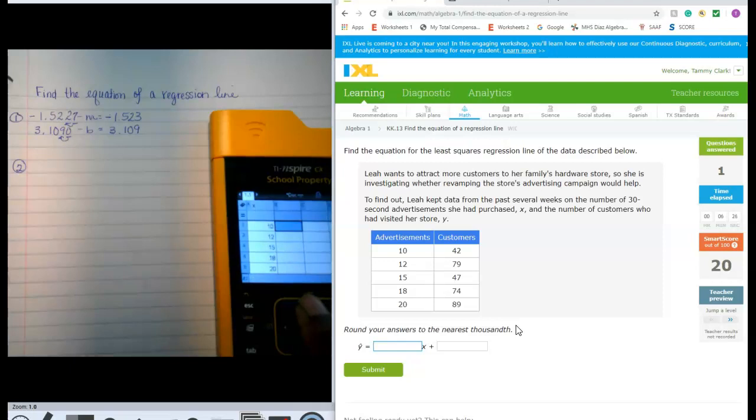Then come to the next column to the right and put in your Y data. Put menu. We want to go to statistics, stat calculations. We want slope intercept form. X list is X, Y list is Y. Go ahead and table down. Make sure your first result column is C or greater, which it is, so we're okay with that.